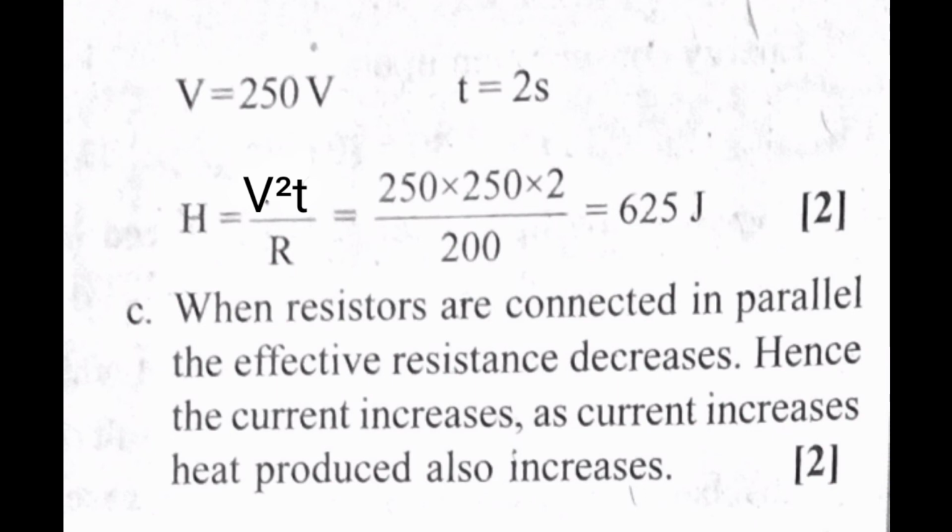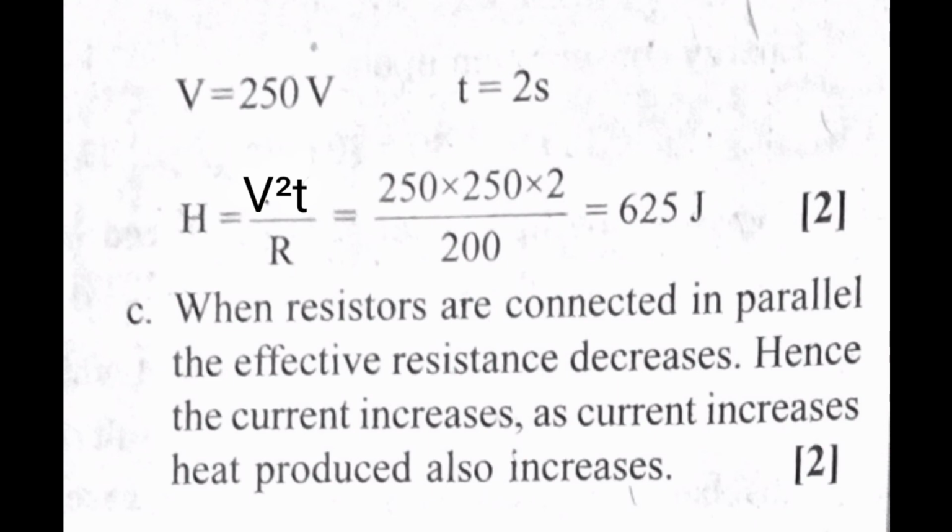So we can substitute the values of V, t and R. What will we get? V square means 250 into 250, into time which is 2, divided by R, 200. So that value is 625 joule. Okay, now we can move to the third question.